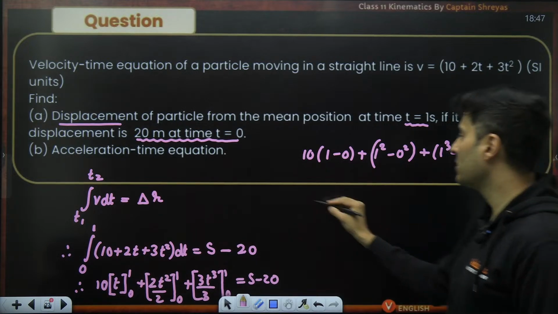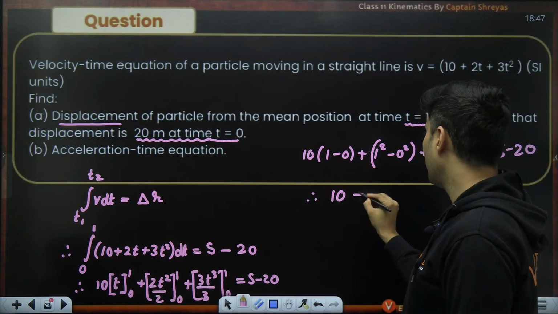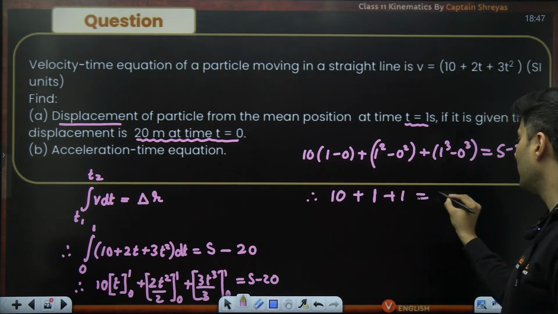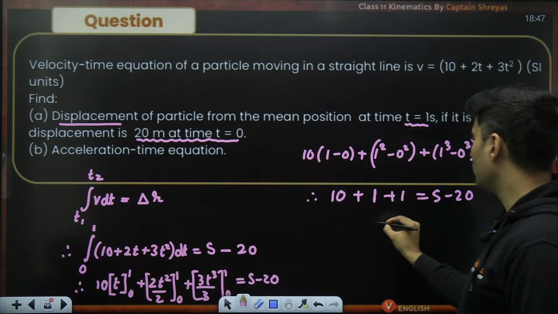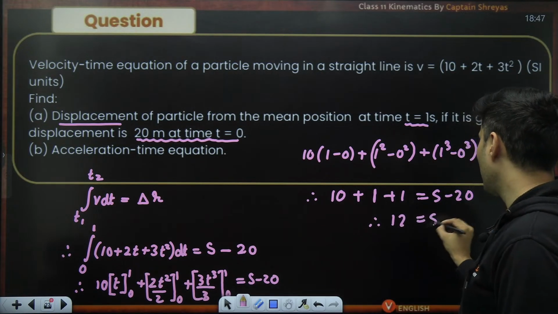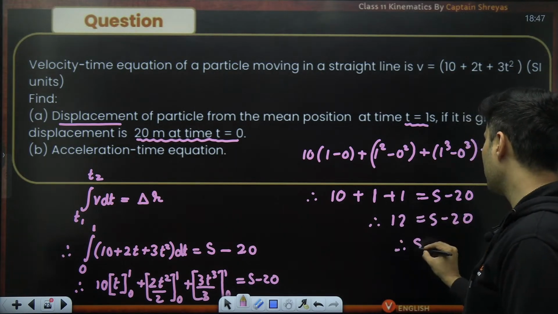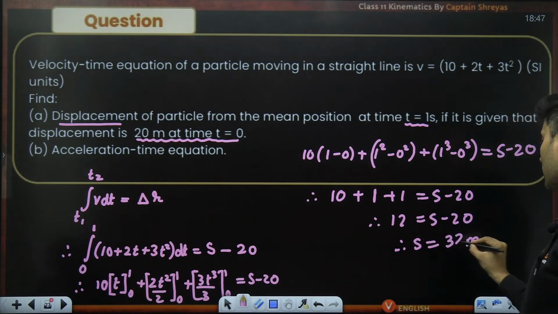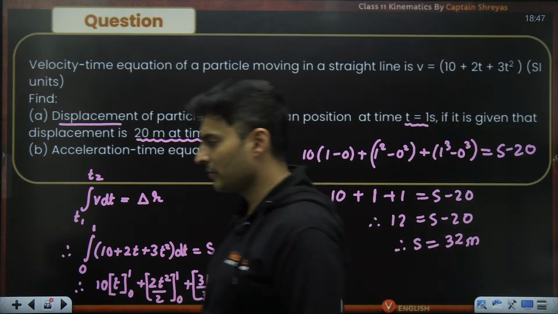Is equal to s minus 20. So this will be 10 plus 1 plus 1. Yeah. Is equal to s minus 20. So therefore it will be 12 is equal to s minus 20. Therefore displacement is 20 plus 12, which is 32 meters. So that is the answer, 32 meters.